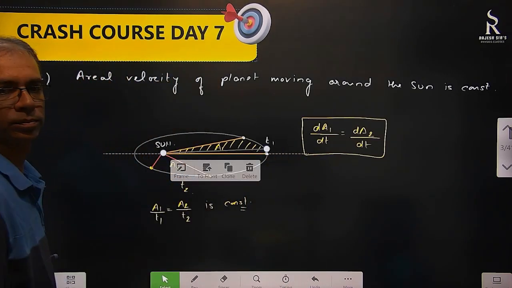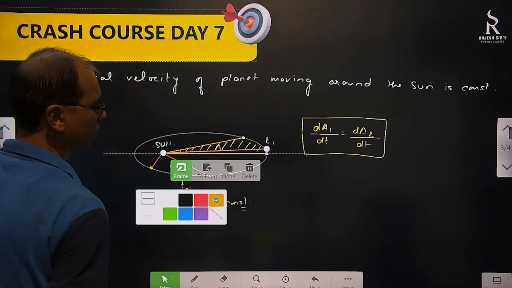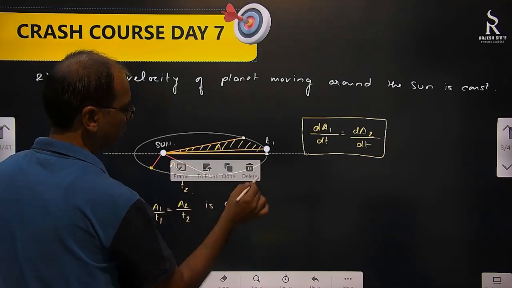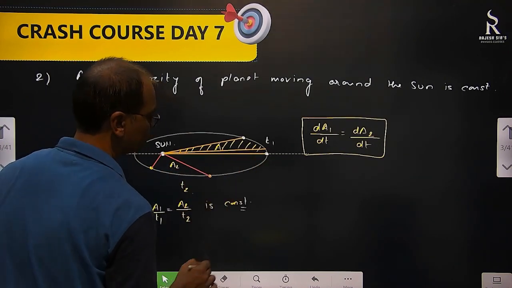Okay, I hope it's visible to you. Let me make the frame of that. Okay, see now, this is the triangle. If I make time very small, now it looks like a triangle only. See.